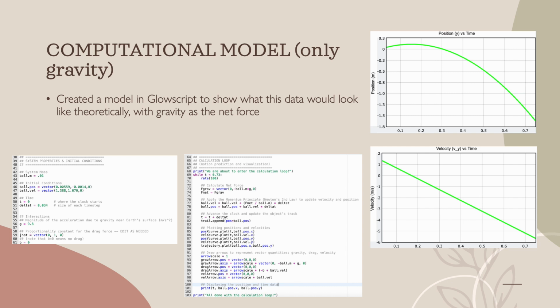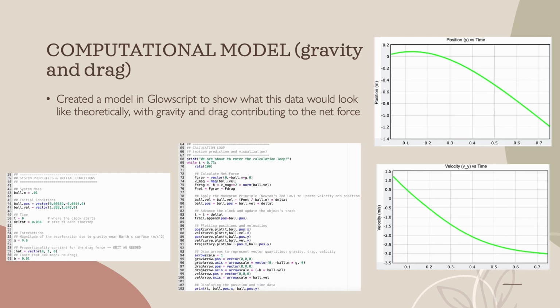And then on the second part of code over there where we put the calculation loop, you can see we put in our vector for gravity, and then our fnet vector we just set equal to gravity because that's the only force. And then you can see on the right we have the position with respect to time and also the velocity. Then for the second computational model, we changed it up by estimating the drag constant.